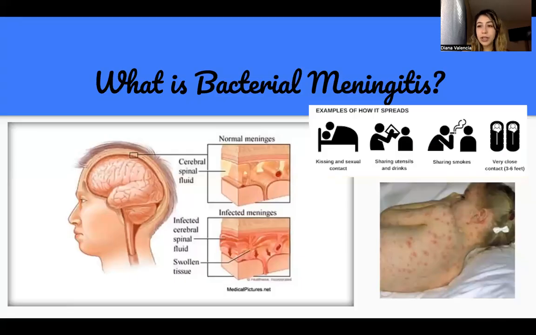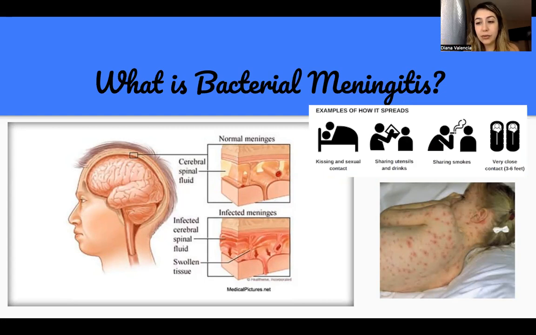So what is bacterial meningitis? This is when there are microbes found in the cerebral spinal fluid that affect the pia mater, the arachnoid mater, and the dura mater and cause inflammation, which is then pushed up into the skull and causes further complications and even death.